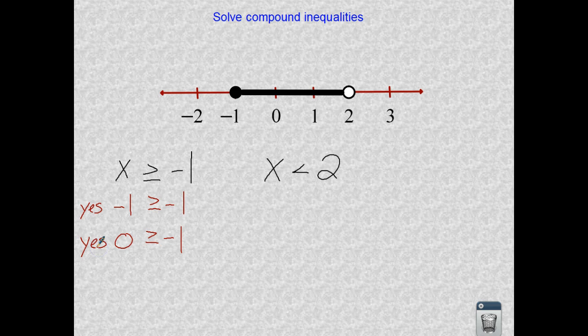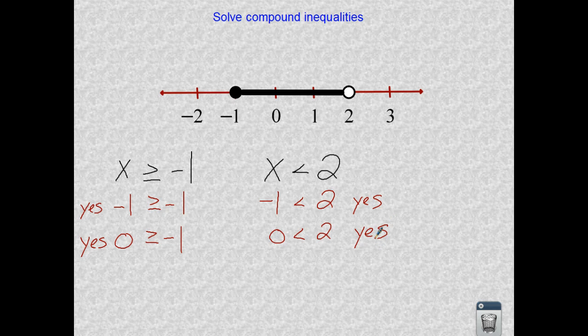So making it compound, what they're saying is since it's colored in or shaded in, it should work in both of the inequalities. So let's go back to that -1 and check it in the second inequality. Is -1 less than 2? That is also a yes. Is 0 less than 2? That is a yes.